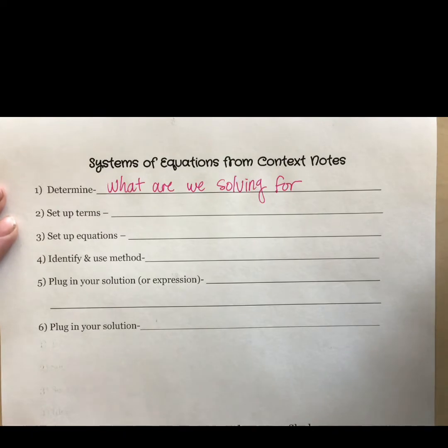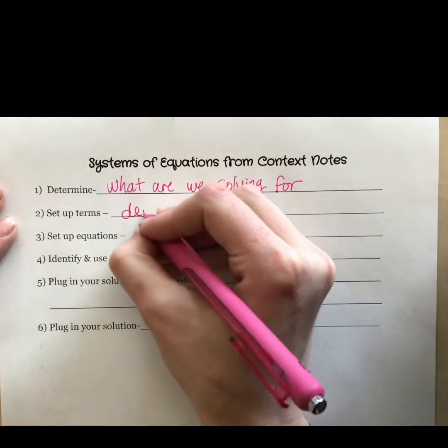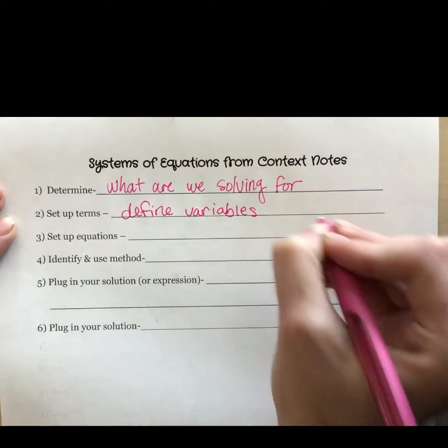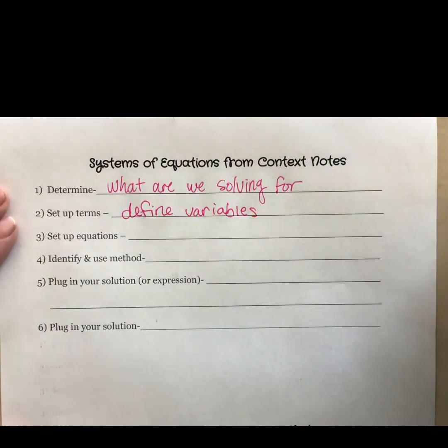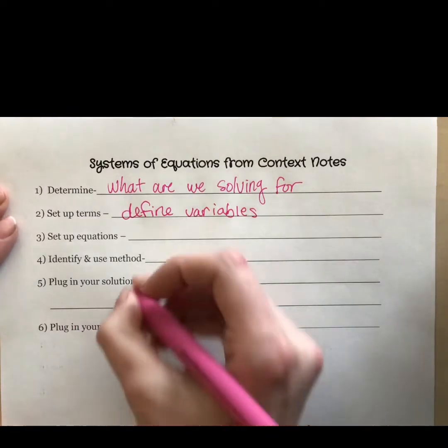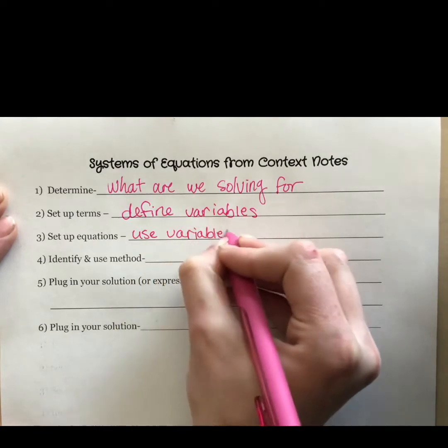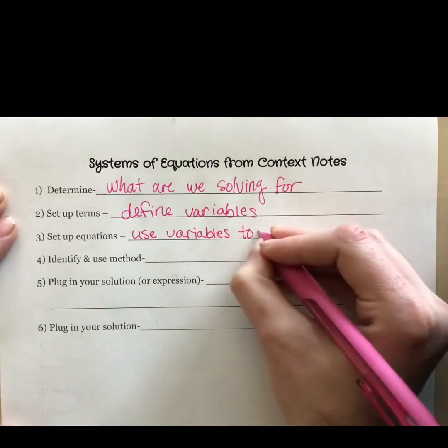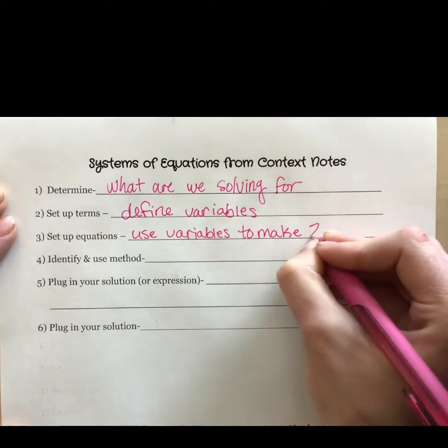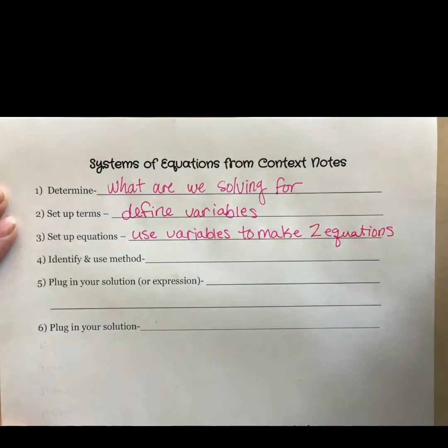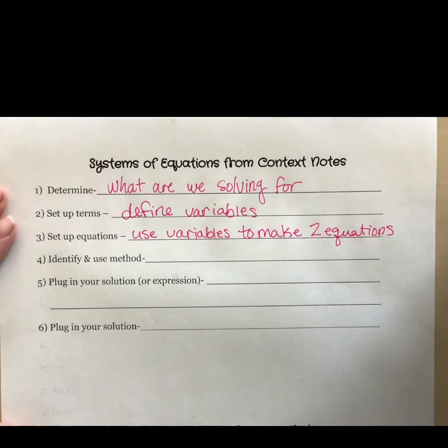The next thing is to set up your terms. In other words, we need to define those variables that we are trying to solve for with our systems of equations. Once we have variables, we can set up equations. So we're going to use our variables that we have made to make 2 equations. Remember that a system of equations always has at least 2 equations. For your assignment today, it will only be 2. We won't be dealing with more than that.